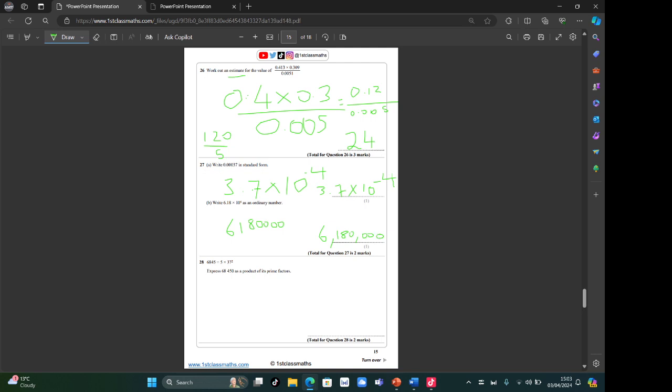Again, a super hot topic on paper 1 exams. Okay, so revise standard form. It will almost certainly come up on your paper 1 exam, or one of your 3 papers.